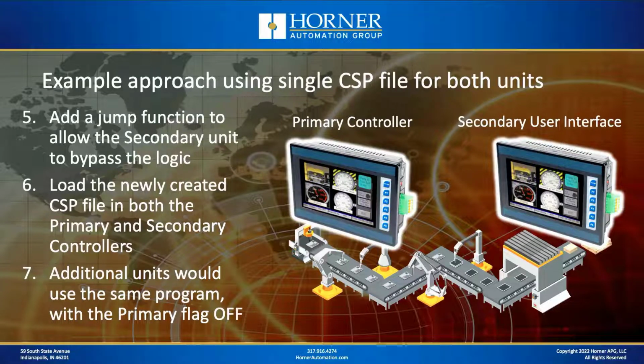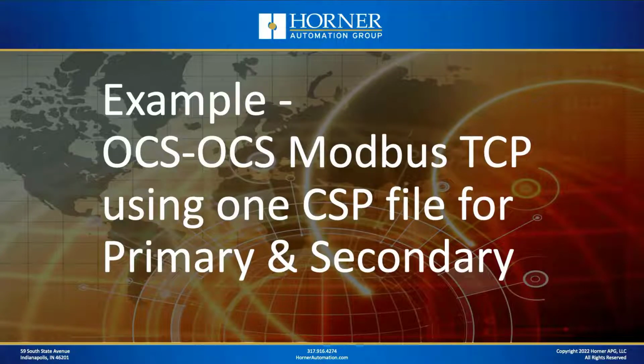Next, we're going to take our newly created program, load it into both OCSs, and if we happen to have a third unit or a fourth unit, they could run the same program as well. Okay, and the second, third, and fourth units would be configured with the primary flag off. Okay, so now let's dive into our example.